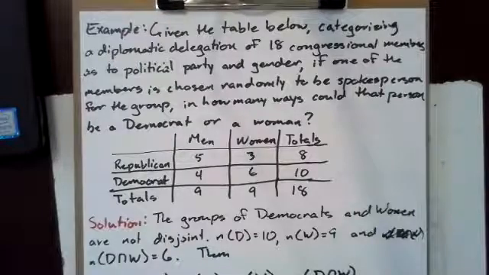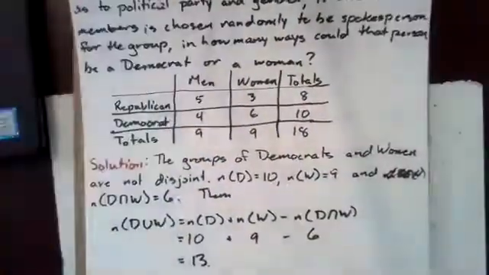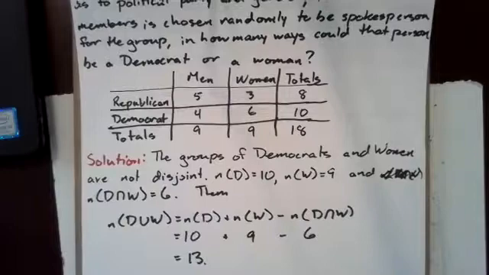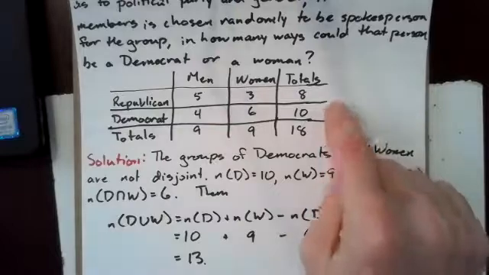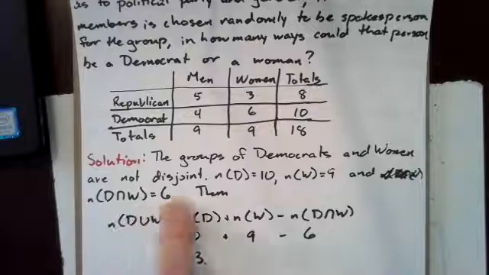Another example, given the table below categorizing a diplomatic delegation of 18 congressional members as to political party and gender, if one of the members is chosen randomly to be spokesperson for the group, in how many ways could that person be a Democrat or a woman? The solution is that the groups of Democrats and women are not disjoint. The number of Democrats is 10, the number of women is 9, and the intersection of the two groups is 6.